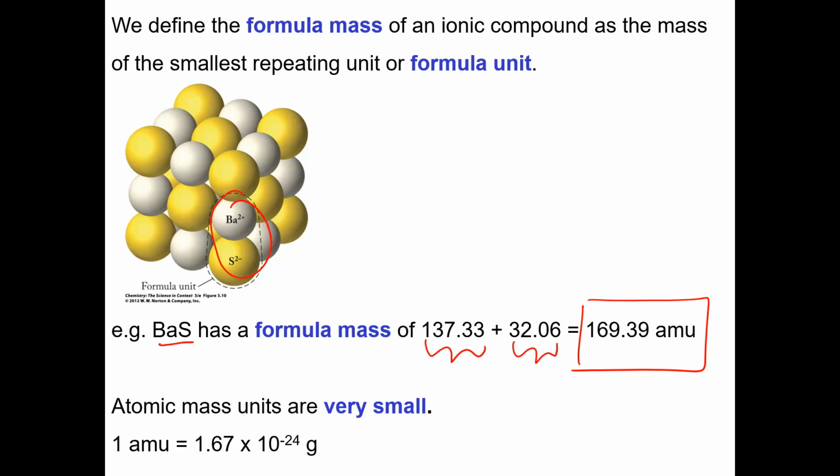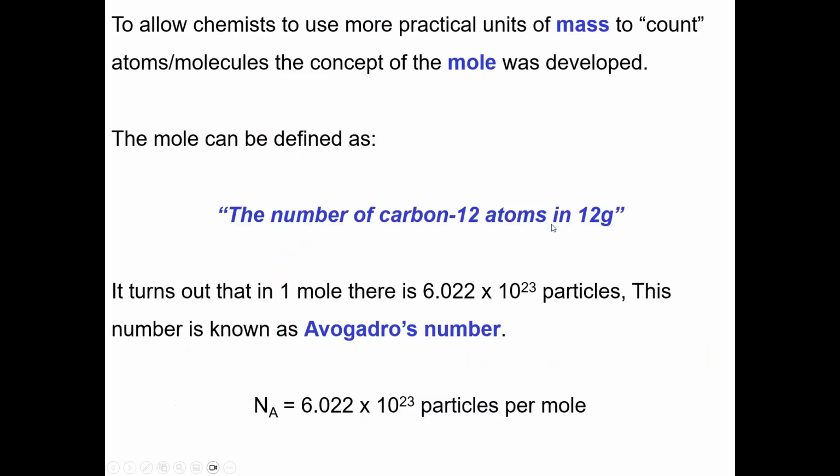169.39 AMU. And again, I'm just going to reiterate that atomic mass units are very small, so they're not an especially practical way of determining the amount of matter in a sample. So chemists need a more practical unit of mass to count the number of atoms or molecules in a sample. And in particular, we'd like to be working in grams because grams are what we can measure easily. So to allow us to do this, the concept of the mole was developed.